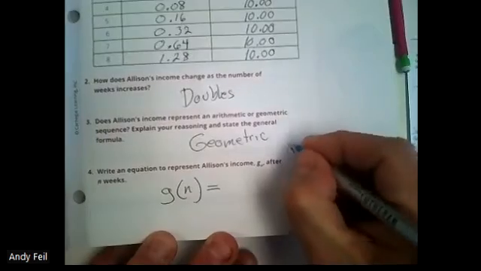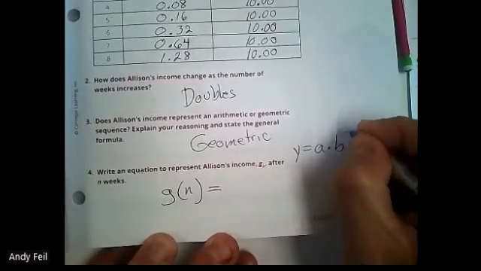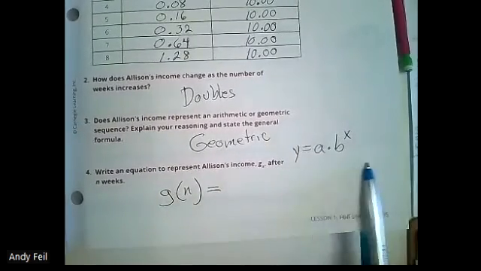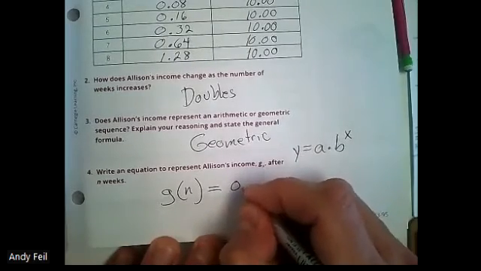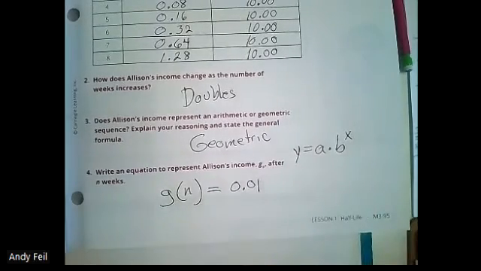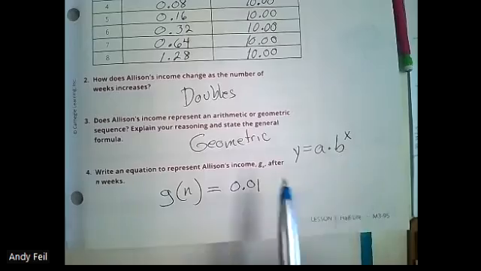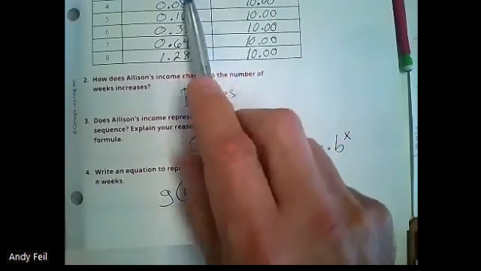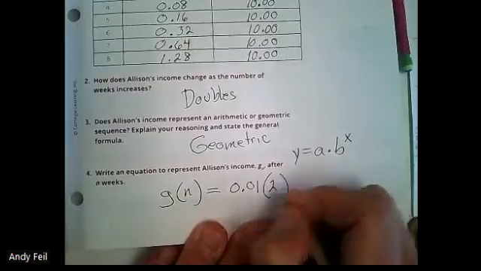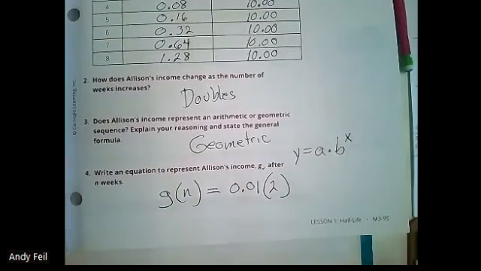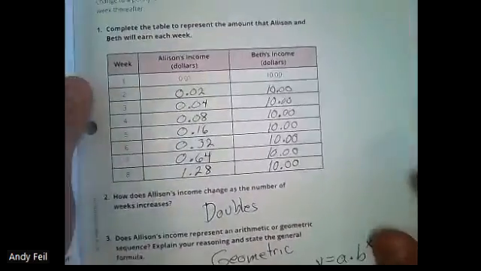Remember, this is our formula. Y equals A times B to the X. There's our formula for geometric growth. A is the penny. So put 0.01. B is the growth rate. What's happening to her penny every single week? Times what? Times 2. And then we're going to raise that to whatever the week is.